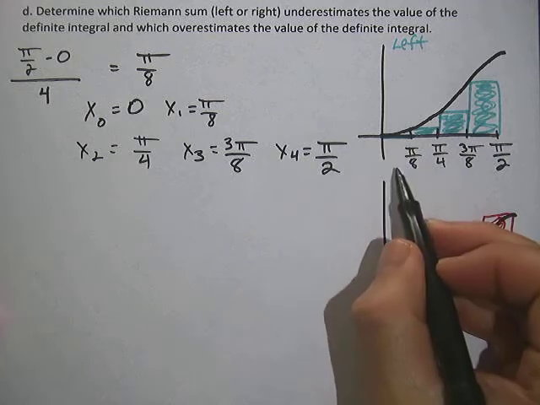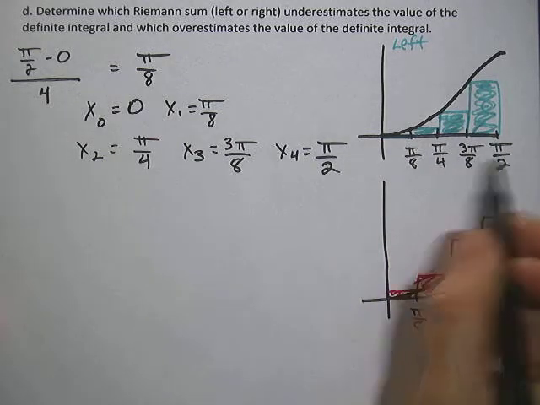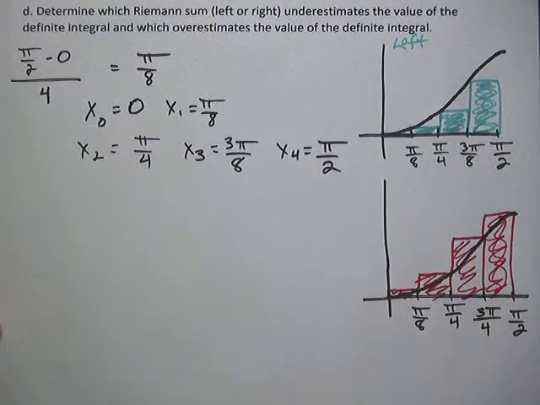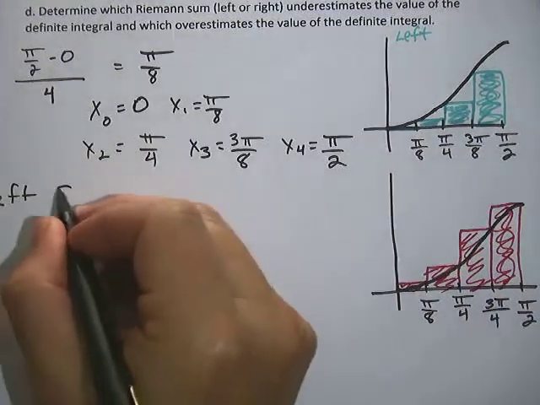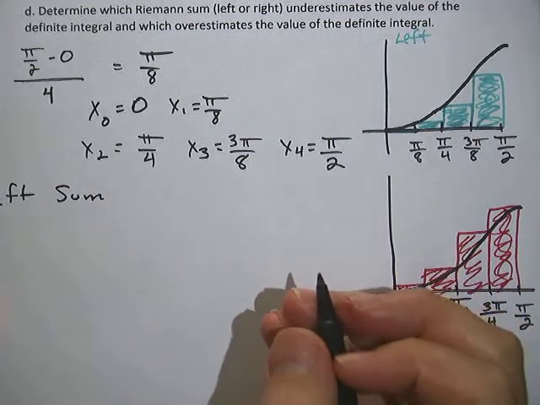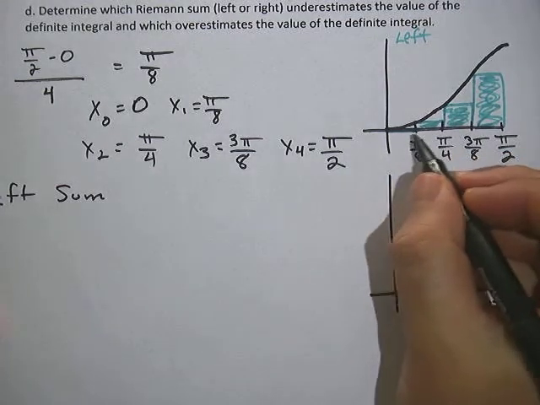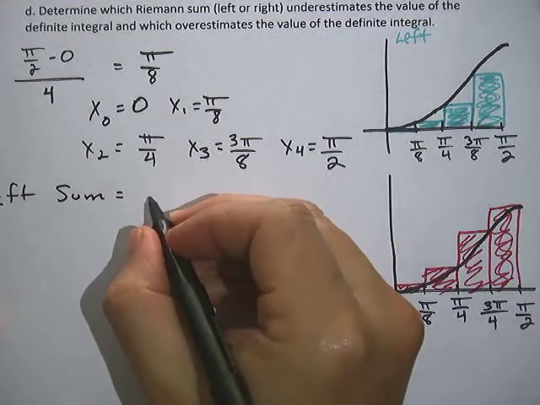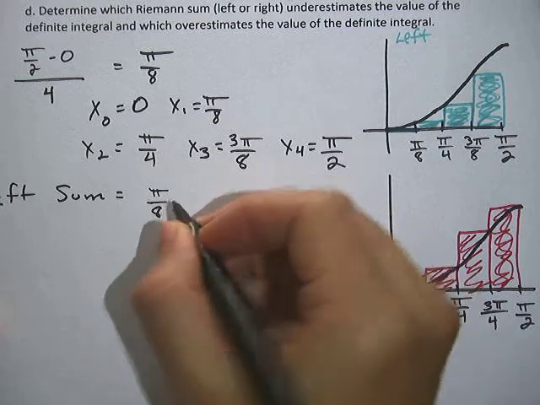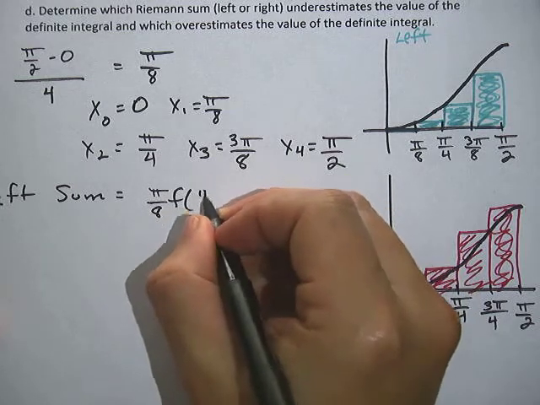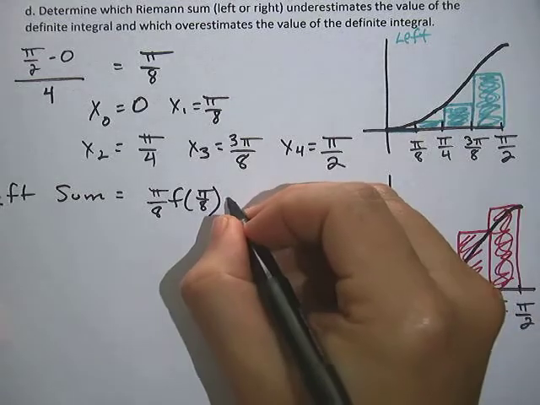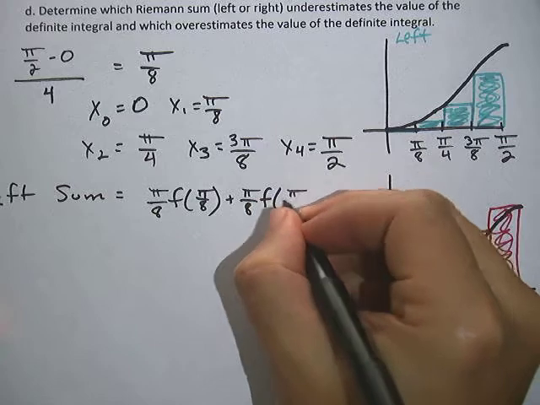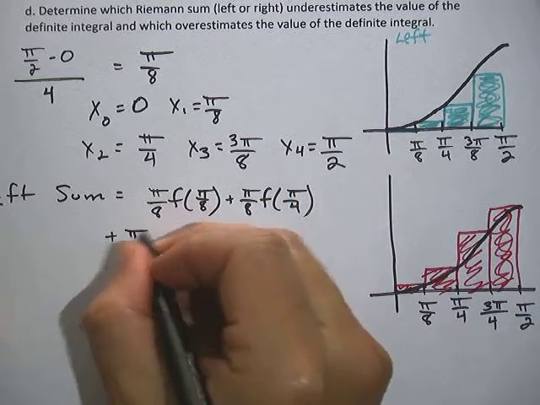Okay, so first of all, how far is each one of my subintervals? Well, they're pi over 8, right? This is pi over 8, this is pi over 8, this is pi over 8 on both of them. So for the left sum, I'm going to multiply every one of my function values by their base length, which they all happen to be pi over 8. Okay, so I'm going to multiply pi over 8 times f of pi over 8 plus pi over 8 times f of pi over 4 plus pi over 8.